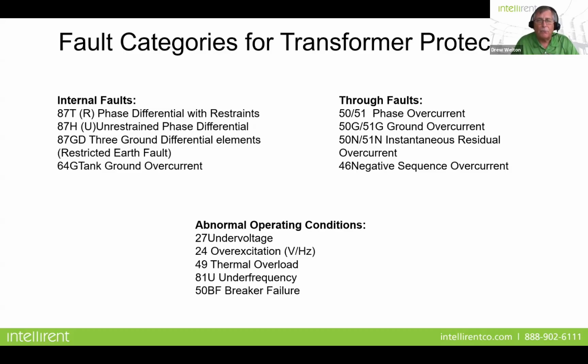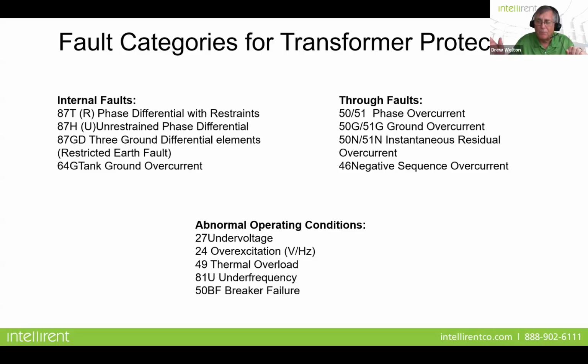So basically for transformer protection, we're going to split this up into three categories. One would be for your internal faults, and this is your phase differential, and then your tank ground overcurrent relays, and these are things that are internal faults to the transformer itself. And then you have what's called your through faults. These are faults that occur outside the protective zone of that differential relay, external to the transformer.